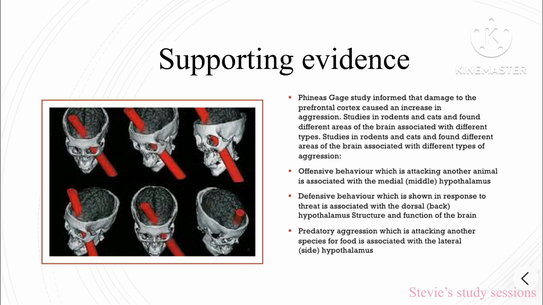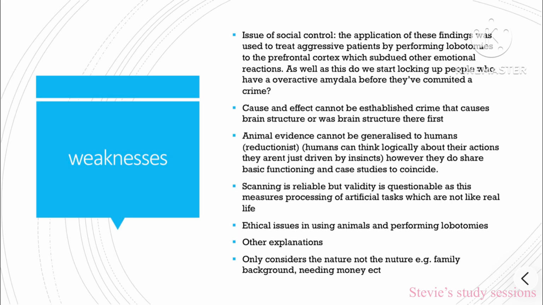Studies in rodents and cats have found that different areas of the brain are associated with different types of aggression. Offensive behaviour is associated with the middle of the hypothalamus. Defensive behaviour is associated with the dorsal back of the hypothalamus, and predatory behaviour is associated with this side of the hypothalamus.